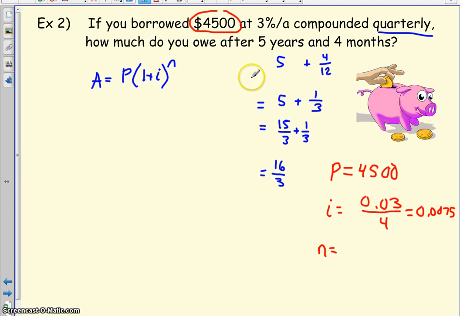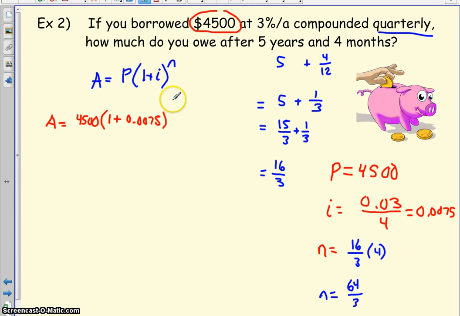Okay, so in terms of n, we're going to take the 16 over 3 years and multiply it by the number of compounding periods per year, which in this case is 4. So 16 over 3 times 4 gives you 64 over 3 compounding periods. So with all said and done, we have everything we need to put into the equation to solve for the amount of the investment. So our principal is $4,500. We're going to have 1 plus 0.0075, all to the exponent of 64 over 3.